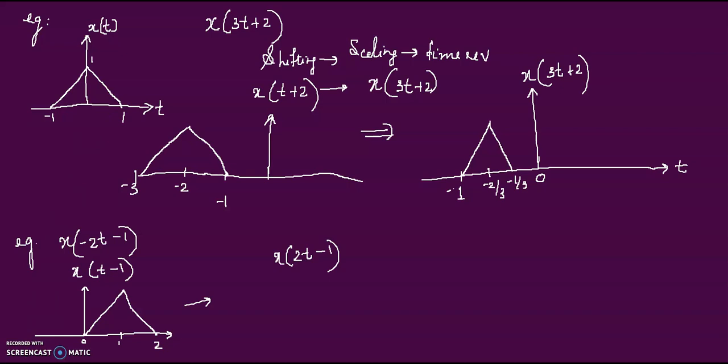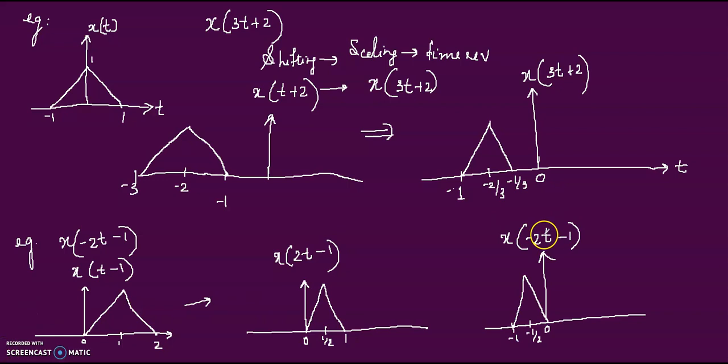Next, scaling. For scaling, we have to find x of 2t minus 1, that is, scale the time by 2. On scaling it by 2, all these points will become half. That is, 1 will become 1 by 2 and 2 will become 2 by 2, which is equal to 1. Now we can go for time reversal, x of -2t minus 1. That is, the time axis has been flipped.